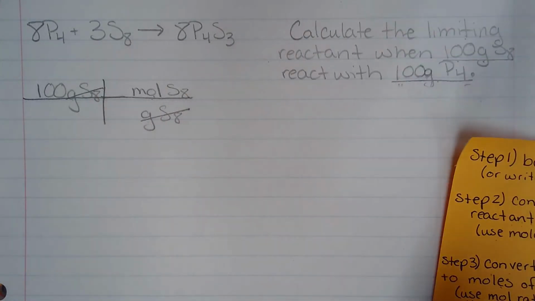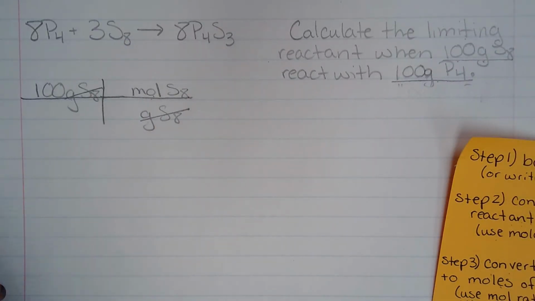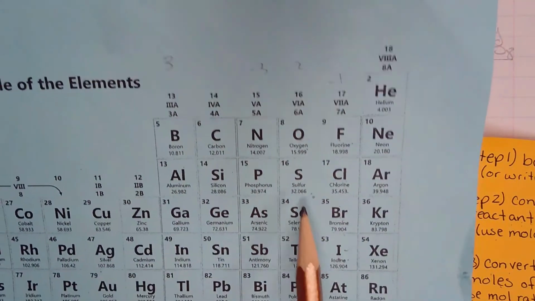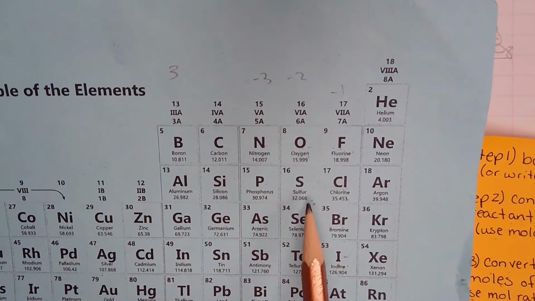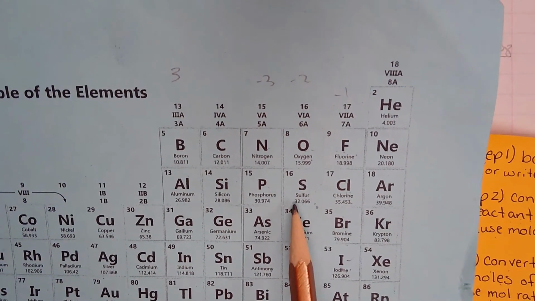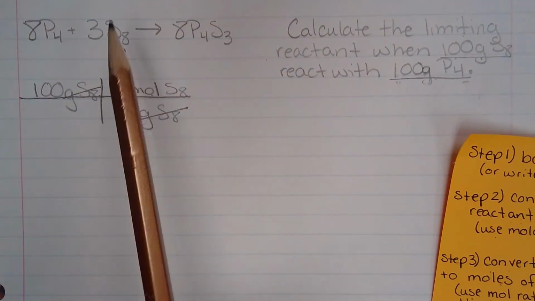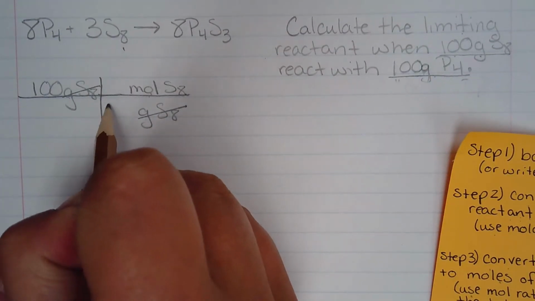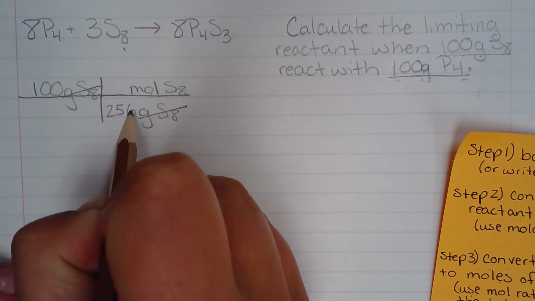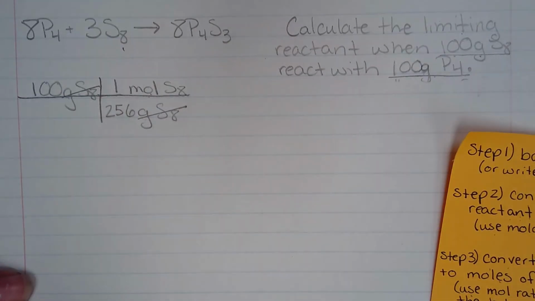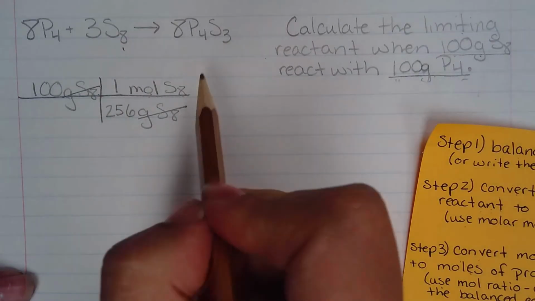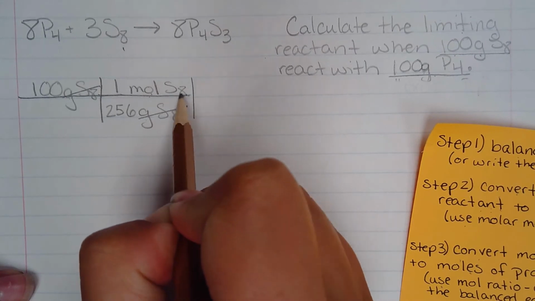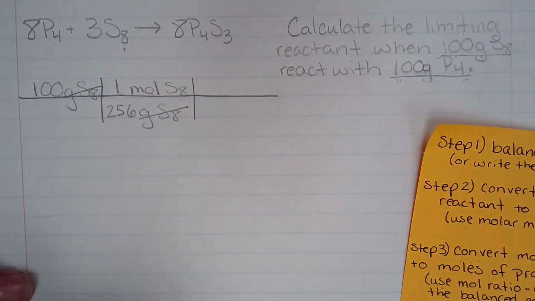It just so happens that the molar mass of S8, remember molar mass comes from your periodic table. If we look at sulfur, it's 32.066, so we'll round it to 32. And then there's 8 of them in this compound, so we multiply 32 times 8. When we do that, we get 256 grams per 1 mole. So that takes care of step 2. We're going to close that off and open up step 3.